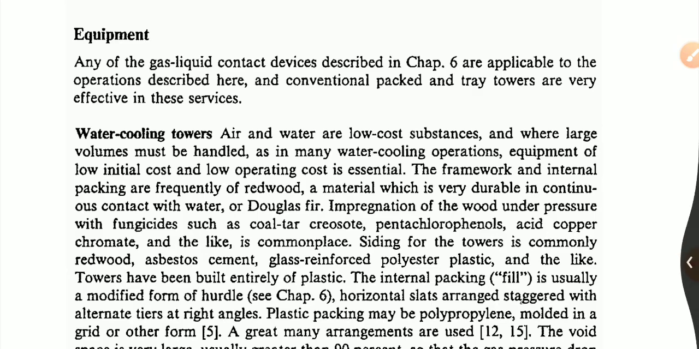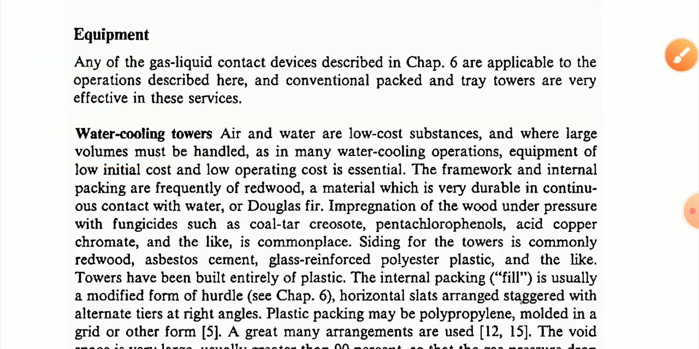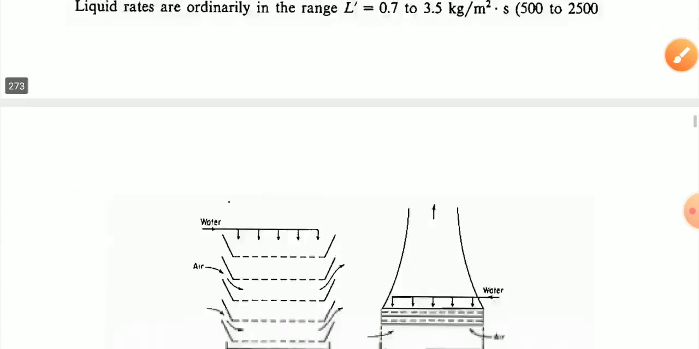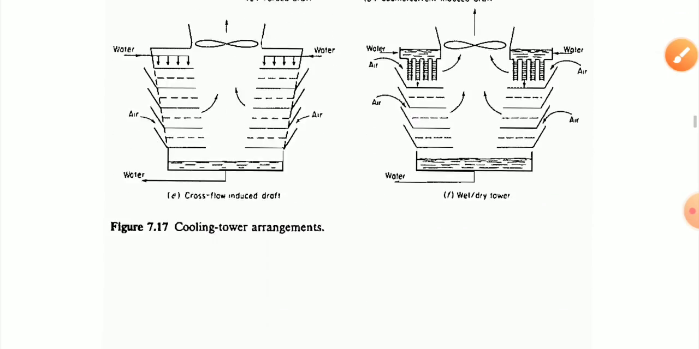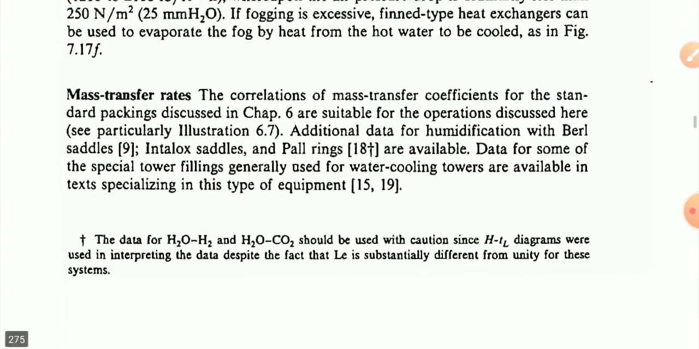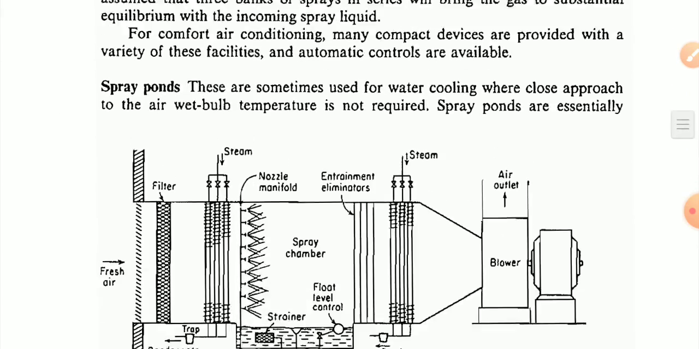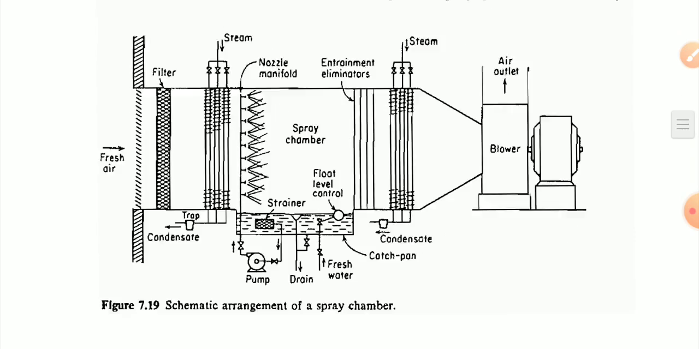Different equipment we are going to see on this basis. This is the water cooling tower. Equipment: water cooling tower. The types of cooling tower, this one. There are a number of cooling tower arrangements. Now the mass transfer rate, then the tray towers, spray chambers, strips, ponds.